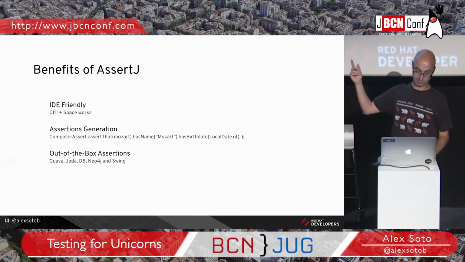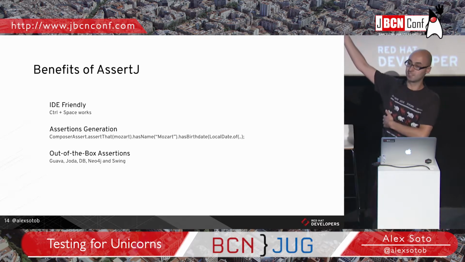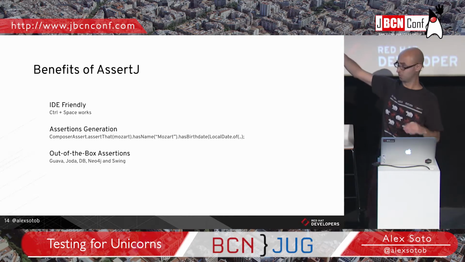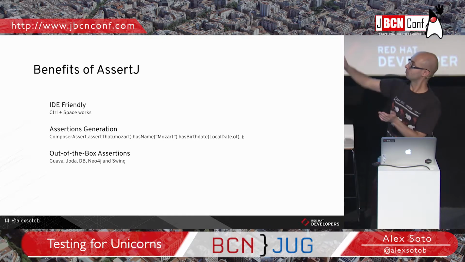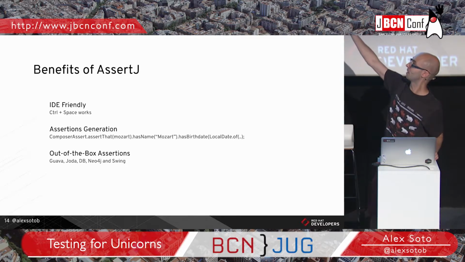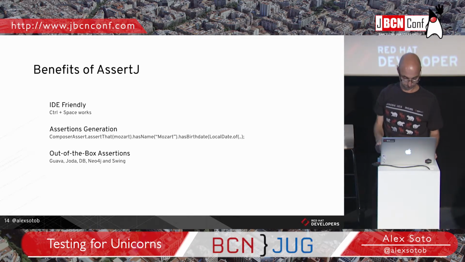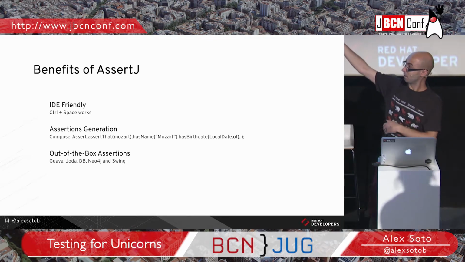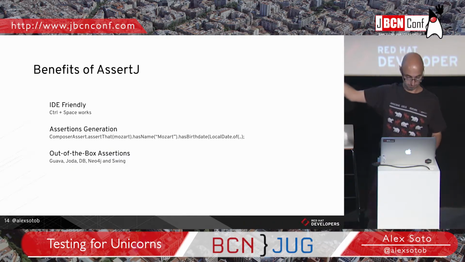There is also assertions generation. You can do something like ComposersAssert.assertThat Mozart hasName Mozart and hasBirthDate, and so on. Basically, there is a Maven plugin, also for Gradle, NetBeans, IntelliJ, Eclipse, or whatever, which reads your POJO objects and generates custom assertions for those POJOs. So hasName is there because there is a property called name, and hasBirthDate is there because there is a property called birth date. So you have custom assertions for your POJOs. And following this rule, you have some out-of-the-box assertions for Java, I mean not for full Java, but for Java collections, for Joda Time, for DB, SQL DBs, Neo4j and Swing.